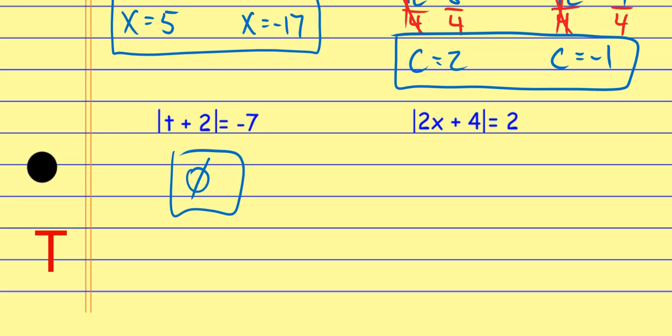And if you split this up and do the positive and negative, you'll get two answers, but neither of those answers will actually work if you plug them back in, okay? So remember, absolute value can't equal a negative, all right?